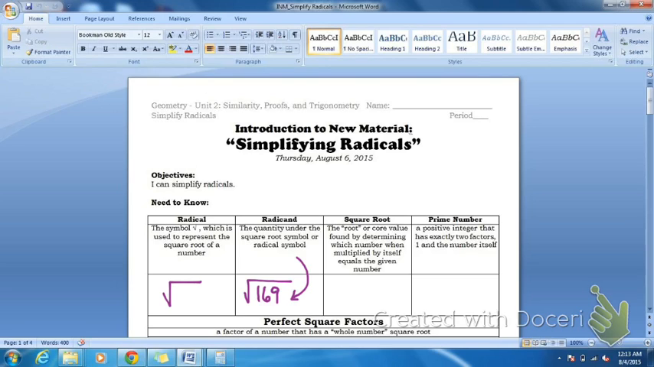Now the square root is the value which when multiplied by itself is equal to that. So the square root of 169, if we're looking for it, would be 13. Interesting fact there. And a prime number: a prime number is a number that is not divisible by anything but 1 and itself.